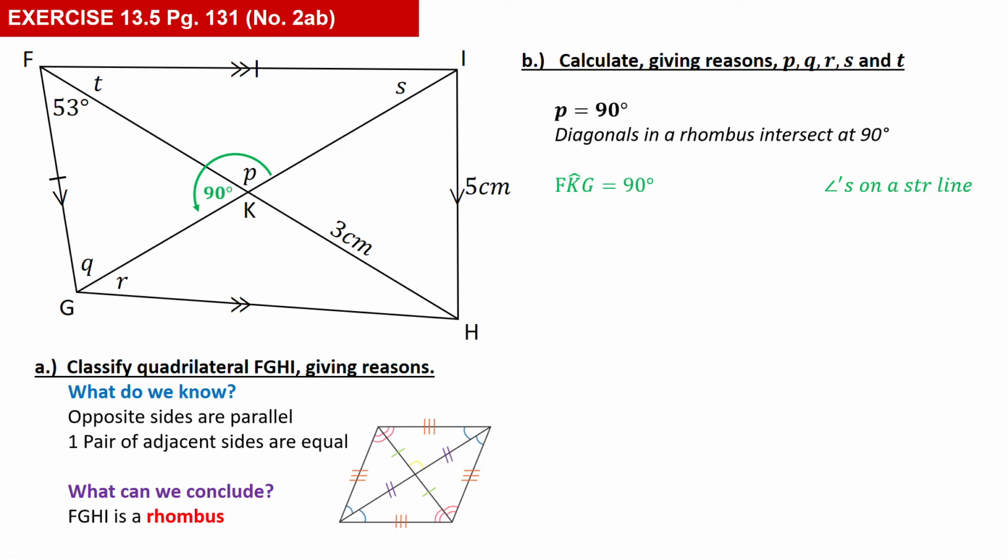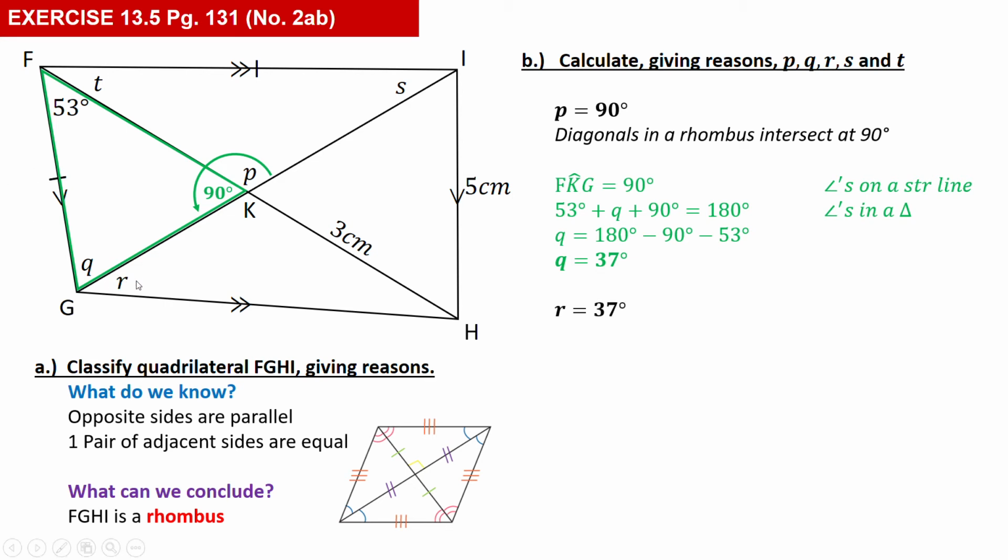Now I've got 53 and 90 degrees, so I can work out Q using angles in this green triangle here. So I'm going to say 53 plus 90 plus Q is equal to 180. There's my reason, angles in a triangle. And then from there I can work out that Q is equal to 37 degrees. And then if Q is equal to 37 degrees, then R is also equal to 37 degrees.